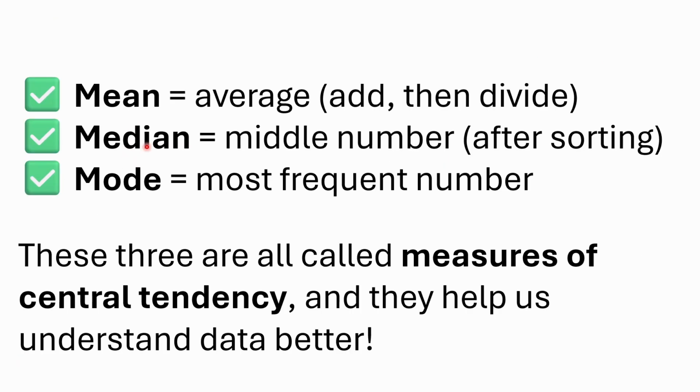Okay, now let's summarize. Mean is the average, median is the middle number, and mode is the most frequent number. These three are all called measures of central tendency, and they help us understand data better. And that's it. Now you know how to find the mean, median, and mode easily.